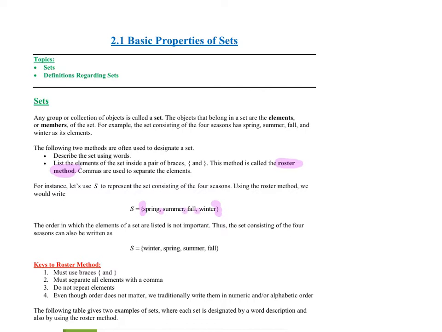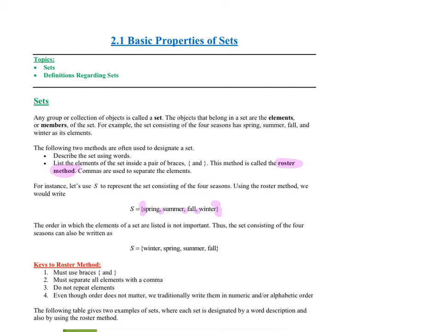It says the order in which the elements of the set are listed is not important. Thus, the set containing the 4 seasons could also be written as, the first time it was written as spring, summer, fall, and winter, braces on the outside, commas in between. Now it's braces on the outside, commas between, but it's winter, spring, summer, and fall. So it doesn't matter which order. You're either in the set or you're not in the set.